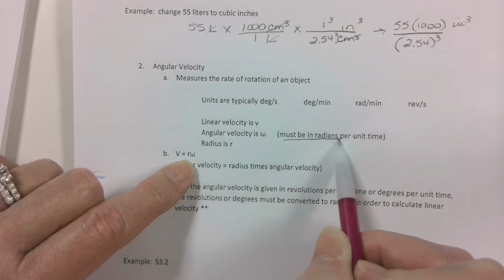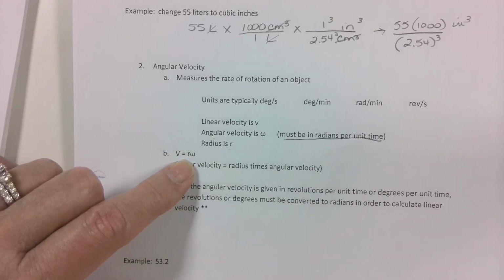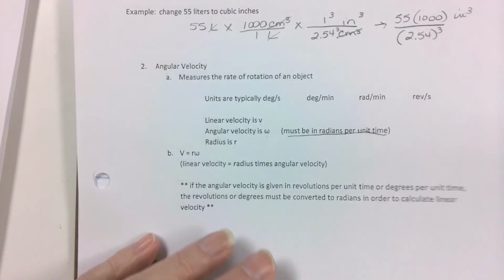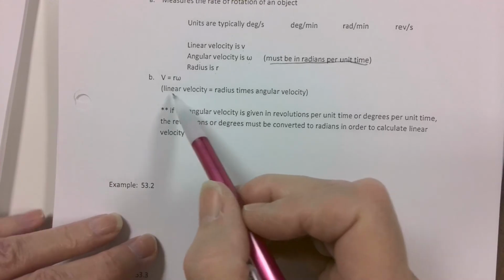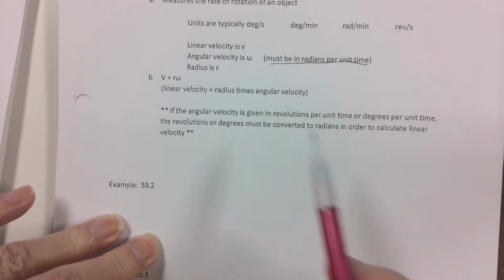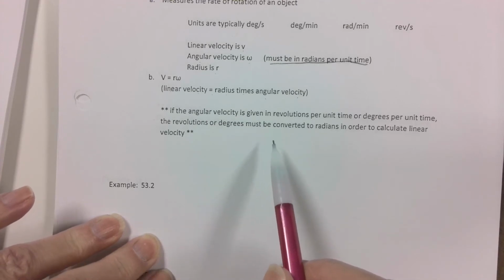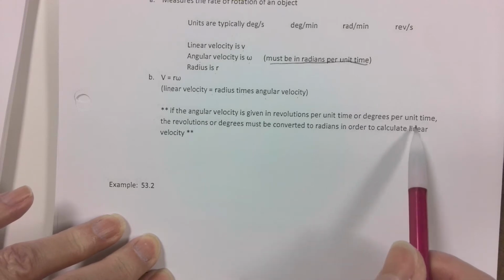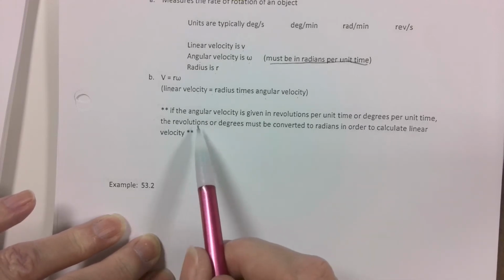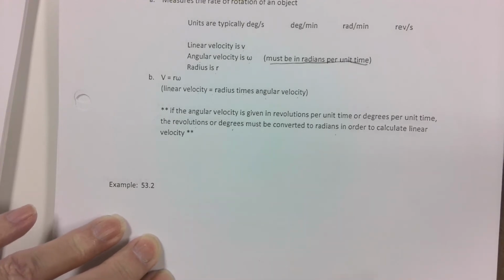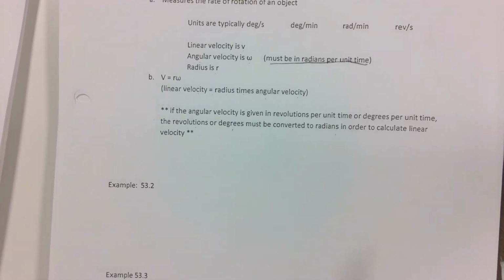Now this is very important. Omega has to be in radians per unit time. So if you have it in degrees or something, you've got to change it. Okay? So this means linear velocity equals radius times angular velocity. So I'll put a note right here. If angular velocity is given in revolutions per unit time or degrees per unit time, you need to change the revolutions or degrees to radians before you can finish your calculation. So let's just look at an example in the book.